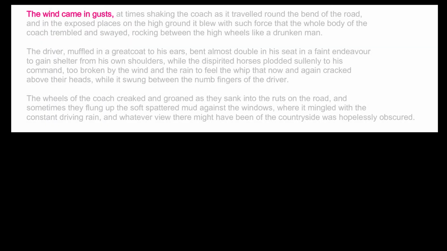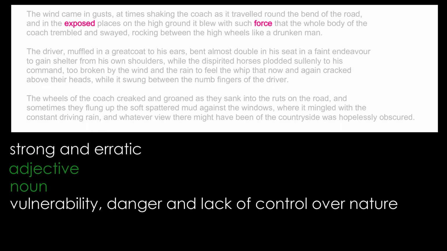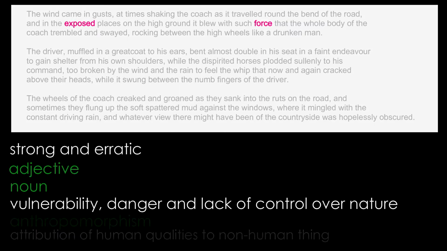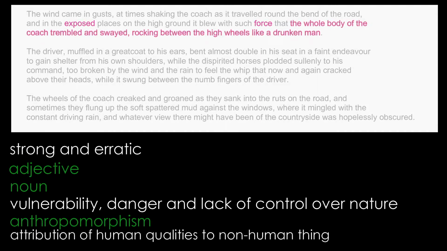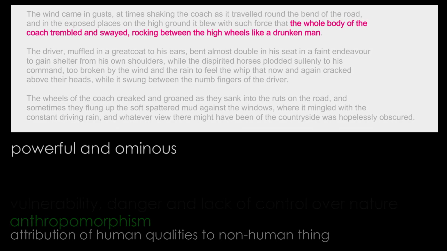The way that the wind came in gusts suggests that it is both strong and erratic, coming and going with no warning. The adjective "exposed" and the noun "force" evoke the idea of vulnerability, danger, and how little control man has over the power of nature. The writer anthropomorphizes the coach, which "trembled and swayed, rocking between the high wheels like a drunken man", to make the effects of the weather seem more powerful and ominous.